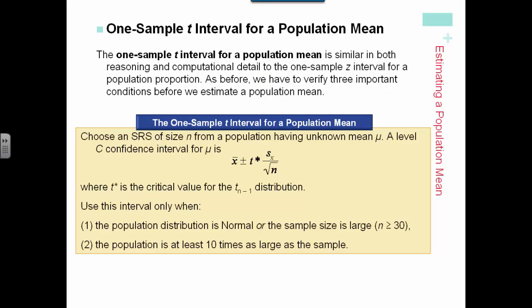The one sample t interval for a population mean. Choose a simple random sample. A level C confidence interval is x bar plus or minus t star times s of x over square root of n, where t star is the critical value for the t n minus 1 distribution. Use this interval only when the population distribution is normal or the sample size is large, and the population is at least 10 times as large as the sample.